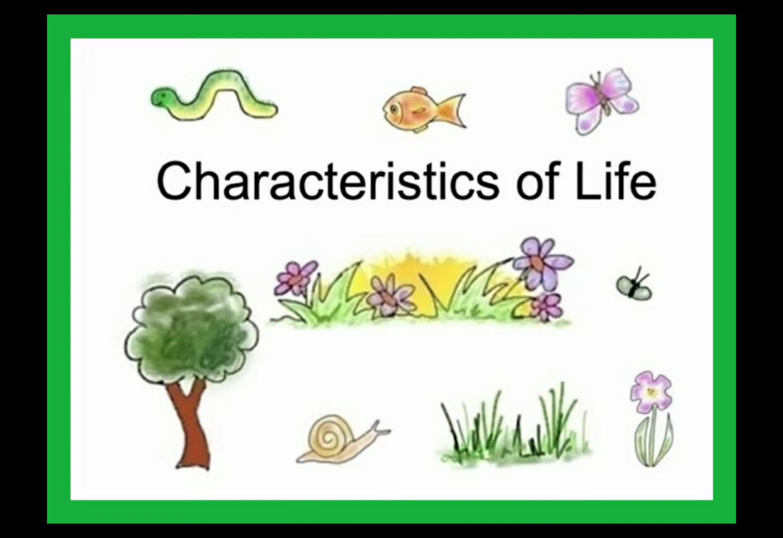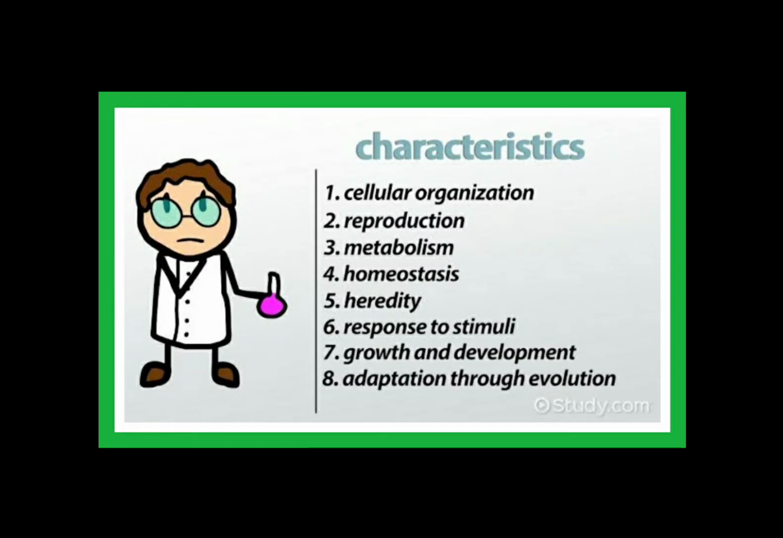Some characters are definite and some other characters are non-definite. Now the characters are here: cellular organization, reproduction, metabolism, homeostasis, heredity, response to stimuli, growth, development and adaptations through evolution. All these are the characteristics through which we can define living.